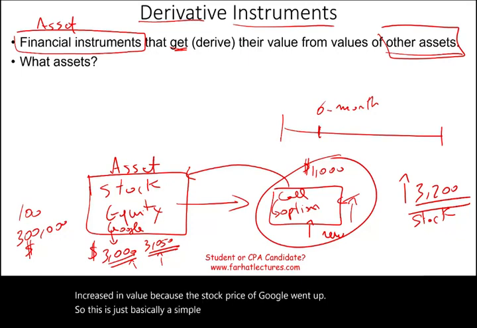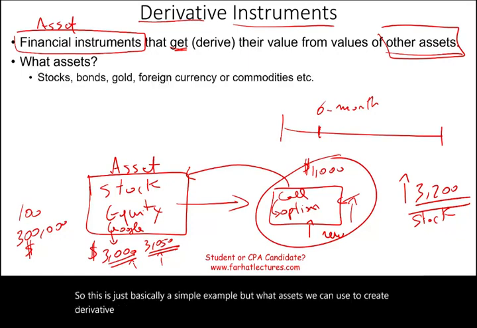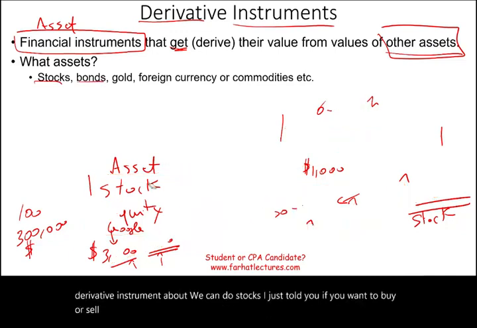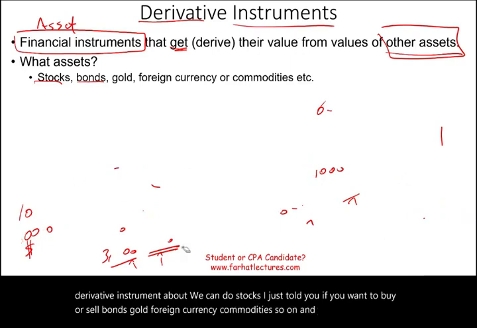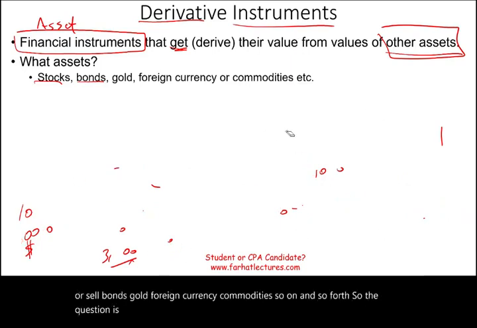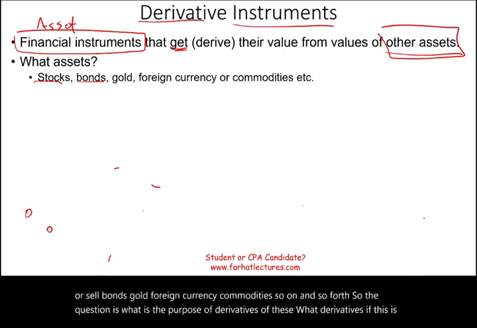But what assets can we use to create derivative instruments? We can do stocks, as I just told you. If you want to buy or sell bonds, gold, foreign currency, commodities, and so on and so forth. So the question is, what is the purpose of derivatives? If this is what a derivative is, what is the purpose of them?